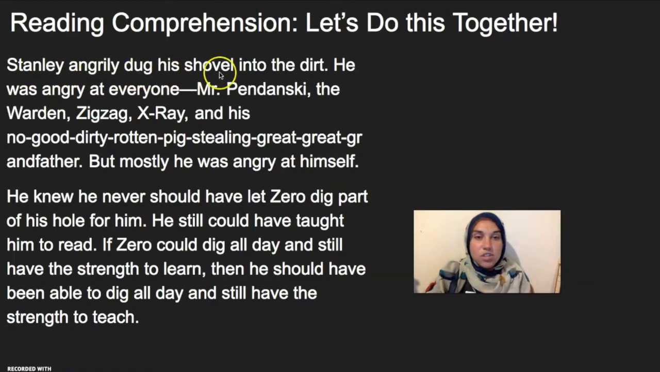Stanley angrily dug his shovel into the dirt. He was angry at everyone. Mr. Pendanski, the warden, Zigzag, X-Ray, and his no good, dirty, rotten, pig-stealing great-great-great-grandfather. But mostly, he was angry at himself. He knew he never should have let Zero dig part of his hole for him. He could still have taught him to read. If Zero could dig all day and still have the strength to learn, then he should have been able to dig all day and still have the strength to teach.